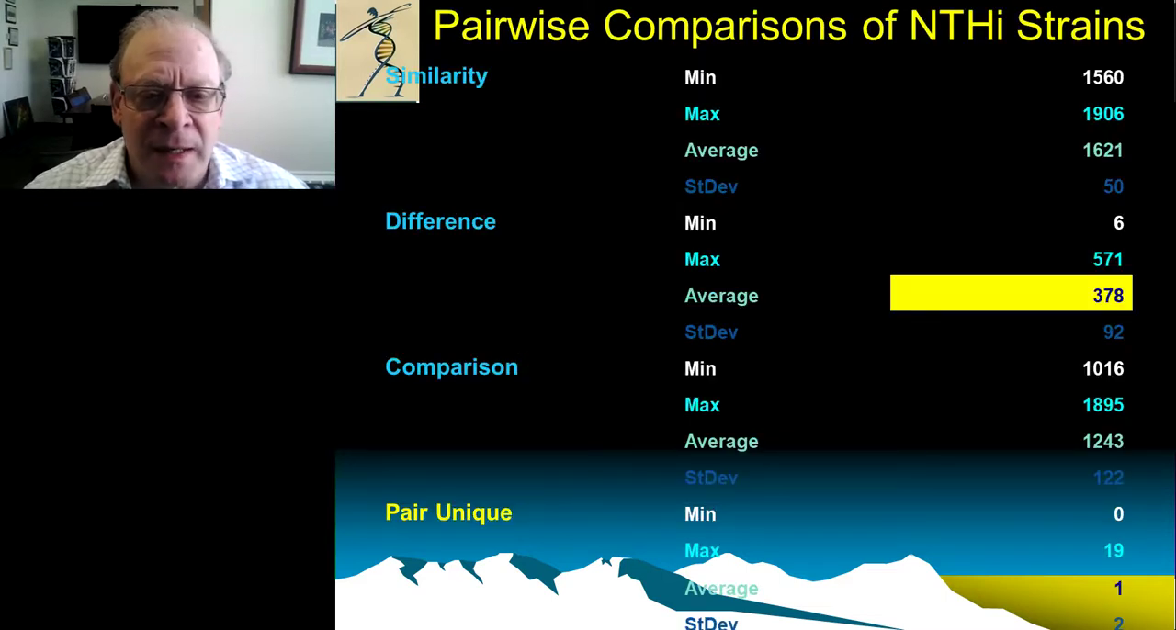On this next slide, I just draw your attention to the average difference. If you're looking here at all possible strain pairs for Haemophilus influenzae that we had sequenced at this point, on average, every strain differed from every other strain by an average of 378 gene possessions, which is truly remarkable when you see that the average size of the genome is somewhere between 1,700 and 1,800 genes.